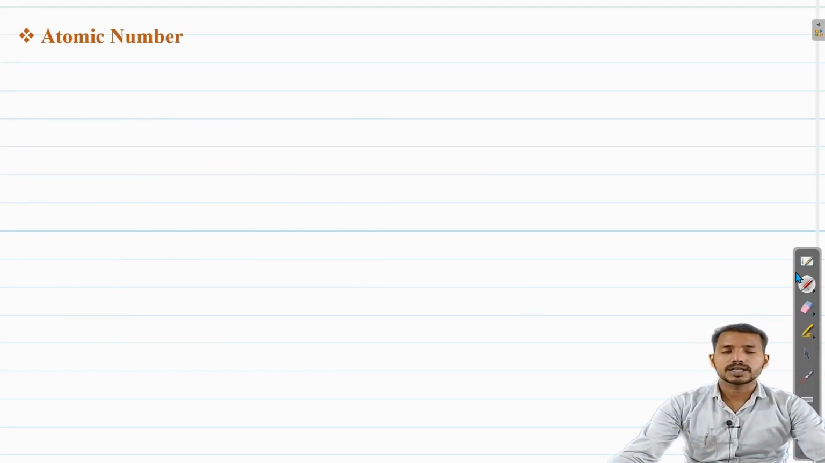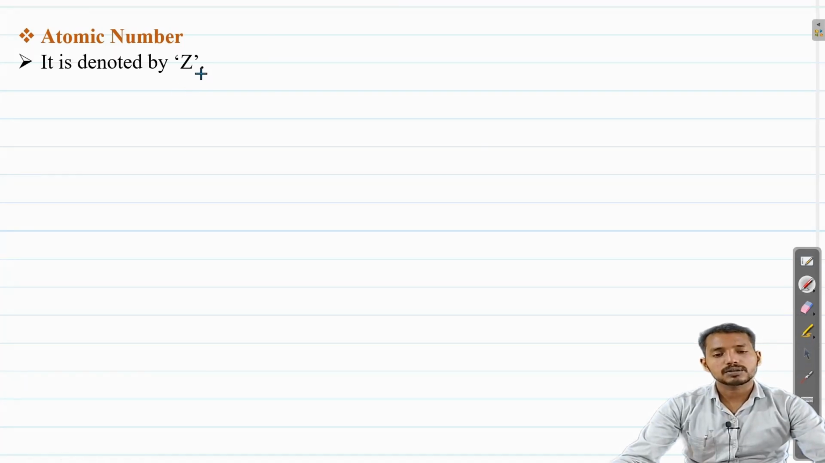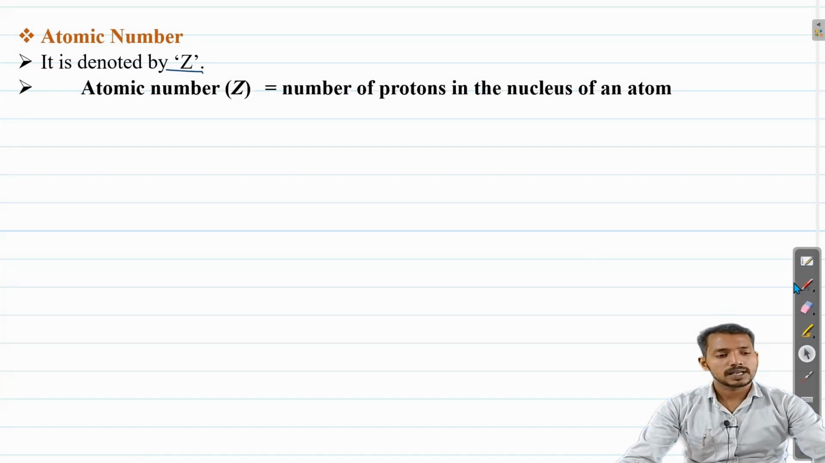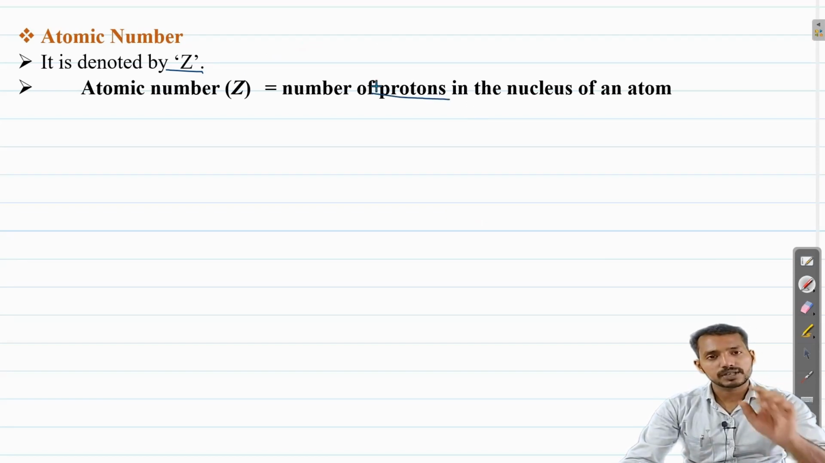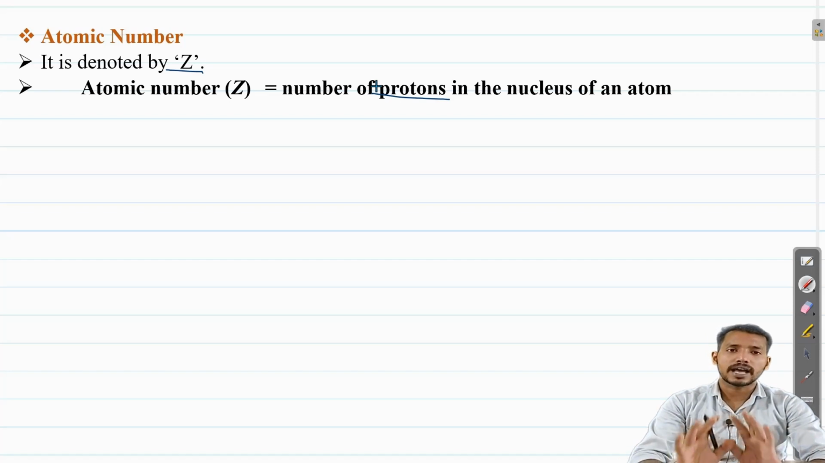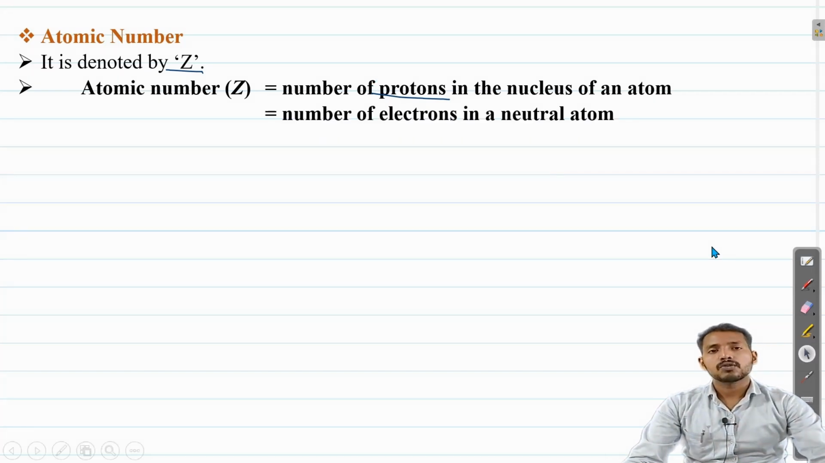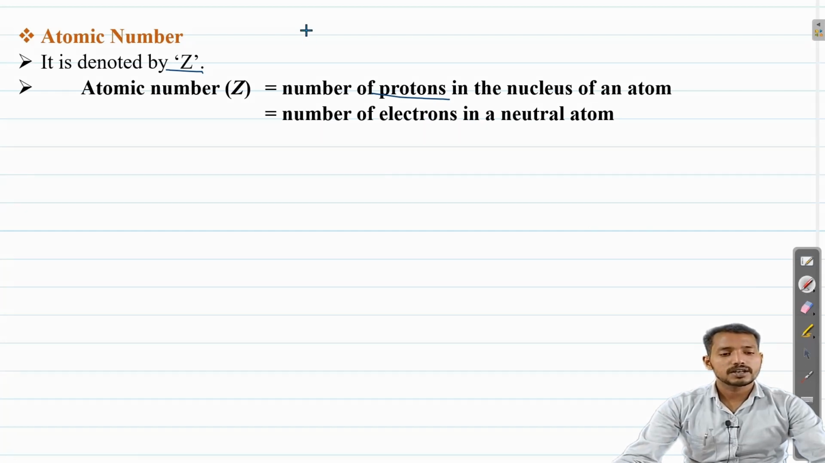First one is atomic number. What is atomic number? It is denoted by the letter Z, capital Z. The atomic number of an atom is equal to the number of protons in the nucleus. So very simple. What is the atomic number of the atom of an element? That is the number of protons present in the nucleus of an atom. That is called atomic number, nothing other than that. Which is also equal to the number of electrons present in a neutral atom.